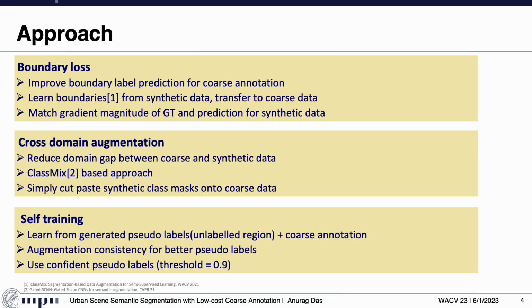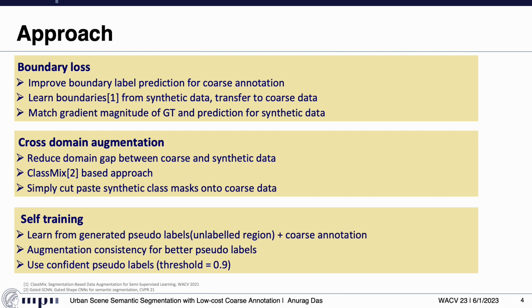The first key component is boundary loss. We aim to improve boundary level prediction for coarse annotation. We learn these boundaries from synthetic data and aim to transfer them to coarse data. More specifically, we match the gradient magnitude of ground truth and prediction for synthetic data.